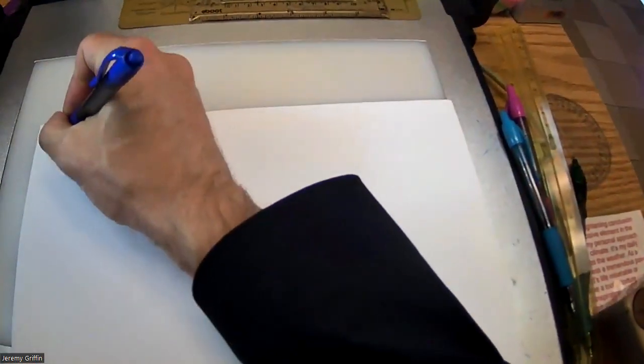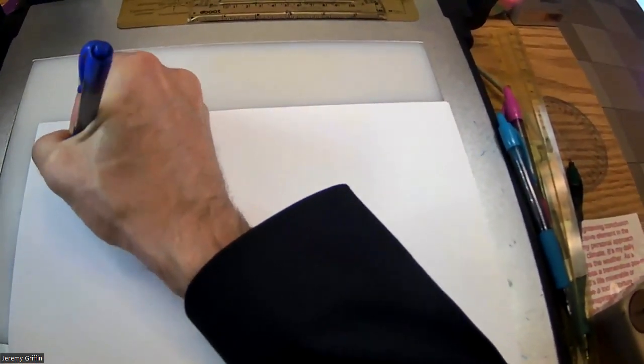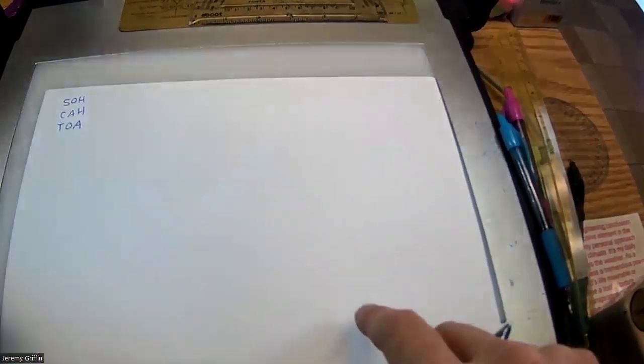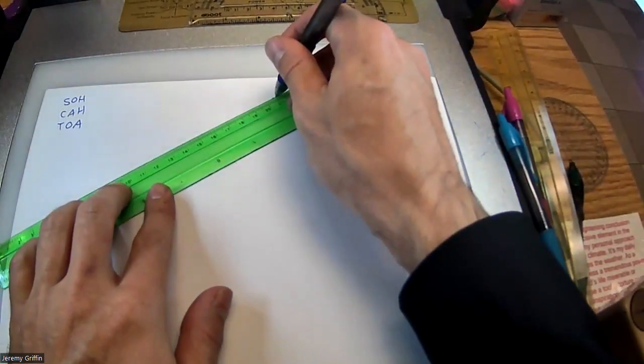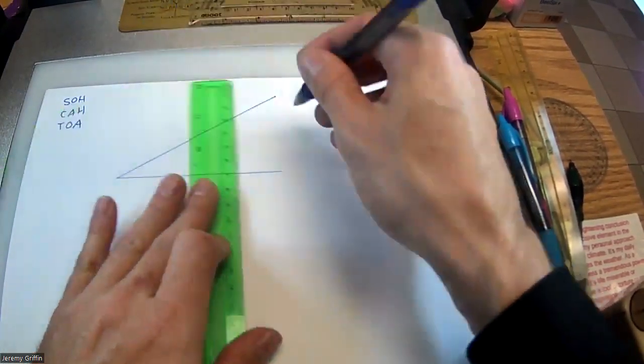You guys remember SOHCAHTOA? It's an acronym, a mnemonic device to help you remember what sine, cosine, and tangent stand for on the calculator, your sine, cosine, and tangent keys. All right. So on a right triangle, and we're going to be looking at a bunch of right triangles today.